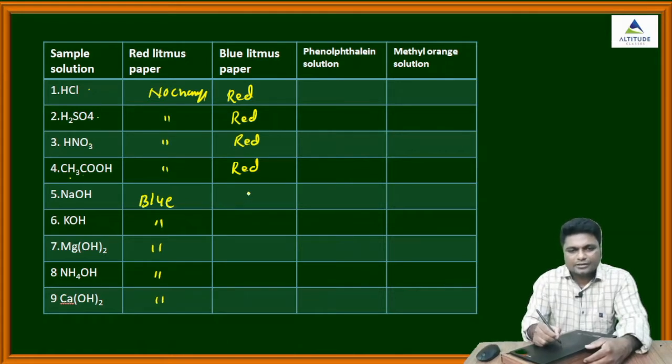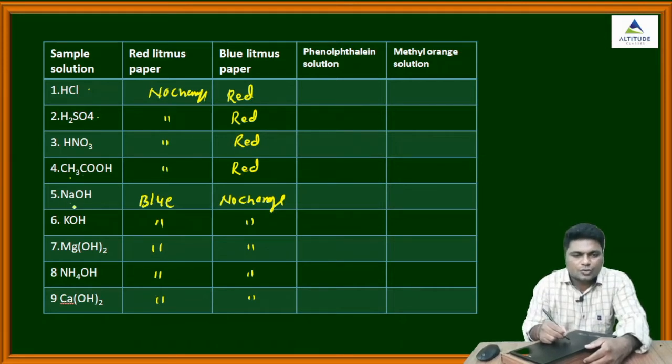And see here, that is blue litmus paper. Blue litmus paper, this is basic, so blue litmus paper shows no change. No change, because from sodium hydroxide to calcium hydroxide, all are bases. Now take the phenolphthalein indicator.